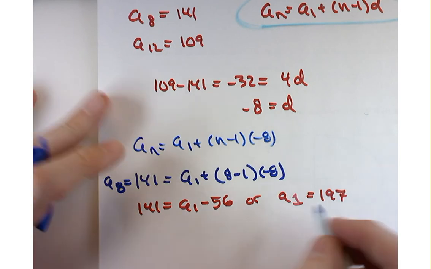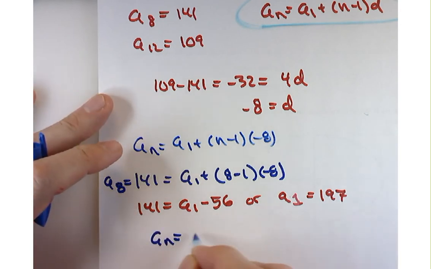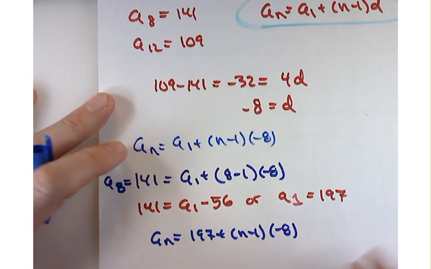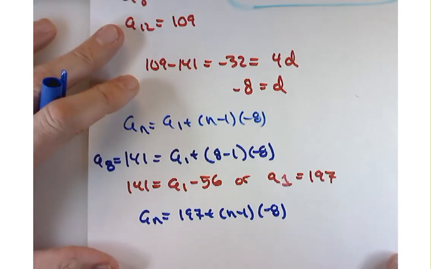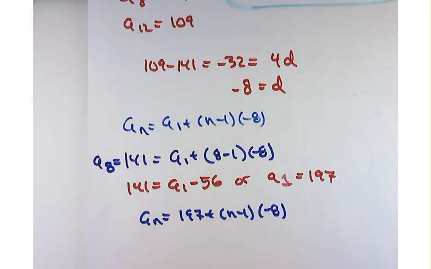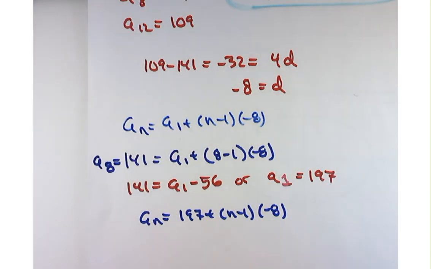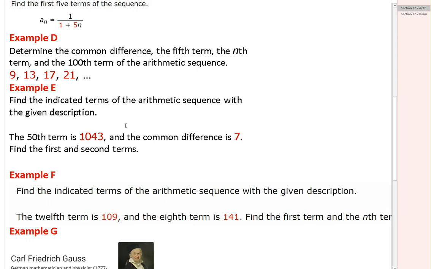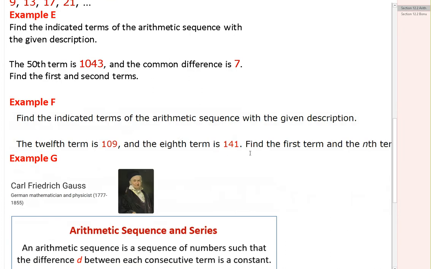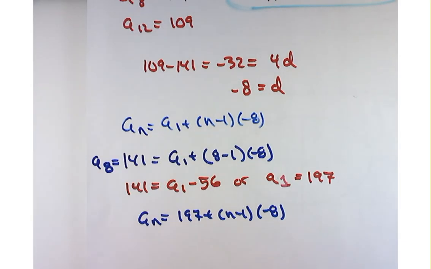Overall, the general term is a sub n equals 197 plus n minus 1 times negative 8. Now I can get anything I need. I can get a sub 1000, a sub 1964, anything. And what is the problem asking specifically? Find the first term and the nth term. Well, we did that. The first term is 197, and the nth term is this right here. So, good for us.